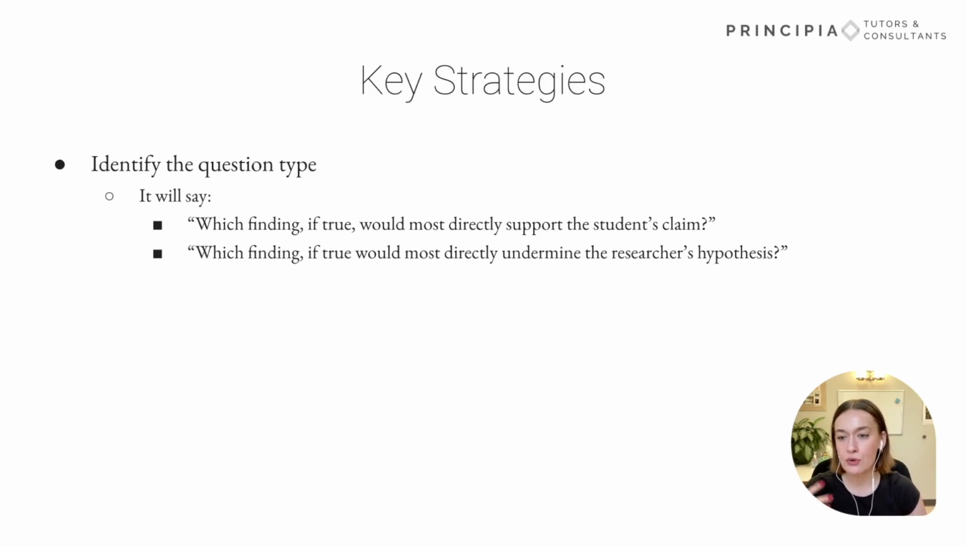Which finding, if true, would most directly support the student's claim? Which finding, if true, would most directly undermine the researcher's hypothesis? Okay, so now that you know when you're dealing with a support undermine question, you need to locate the claim within the paragraph. Sometimes the claim is pretty obvious and the paragraph will literally say the researchers claim that cats are wonderful companions or something like that. Other times it might not have that explicit tag.